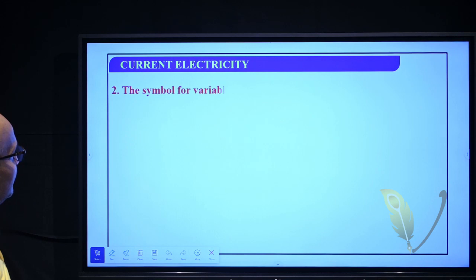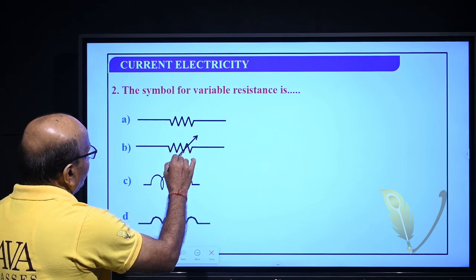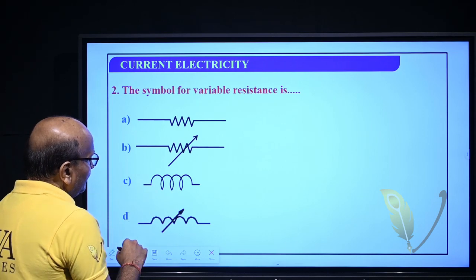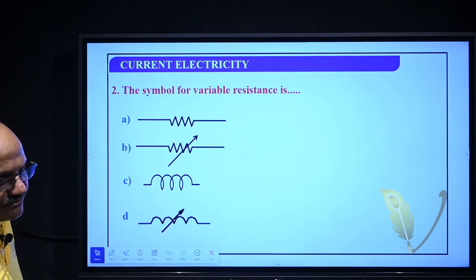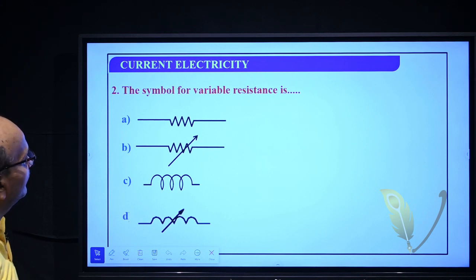The symbols for variable resistance: this is the constant resistance, this is the variable resistance, and this is the inductor, and this is the variable inductor, we can say. So, the correct option is B. A variable resistance is also called a rheostat.